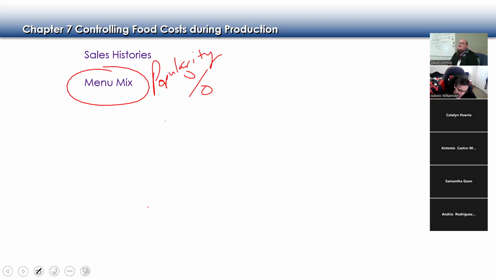Our menu mix tells us how many items were ordered of each type of item. And then that way it tells us what are our popular items, what are our least popular items. So we can use that popularity percentage in order to forecast what we're going to serve. So let's create a 4-item menu: hamburger, cheeseburger, chicken sandwich, and BLT. Okay, cool.